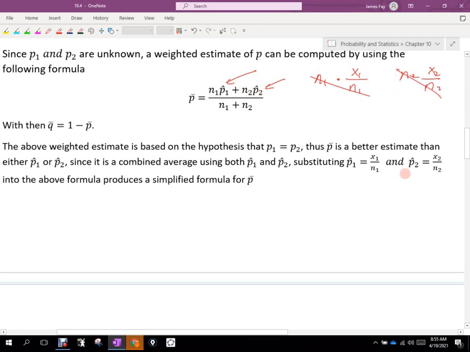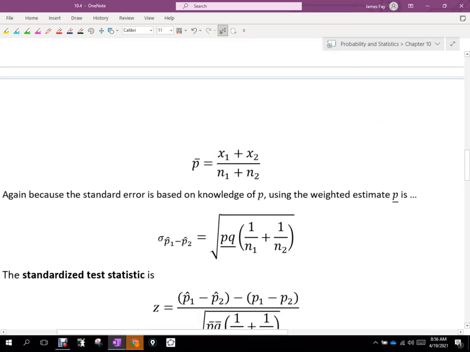Cancel out, right? So if I make that substitution for P hat 1 and P hat 2, what I end up with is just X1 plus X2 in the numerator, which makes our formula a little bit easier. So P bar, that formula right there, is calculation-wise a little more convenient for you to use. And remember, X1 plus X2 are the objects that align with the successes you're looking for in your scenario. If we're looking at left-handedness, that would be the number of people that are left-handed in sample 1 and the number left-handed in sample 2. And then N1 and N2 are the sizes of those two samples.